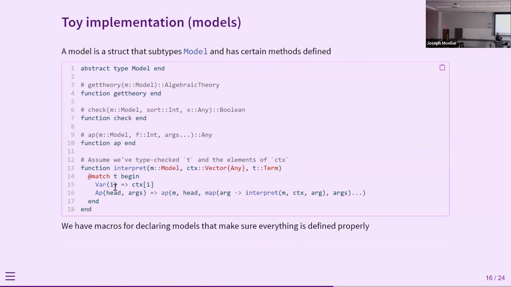Given that, we can write this function interpret, which takes a term in a context, and we give the values for each of the variables in the context. And now we interpret the term. The way we do that is that if it's a variable, we just look that variable up in the context. And if it's an application of a function symbol to arguments, first we interpret all of the arguments, then we apply the implementation of the function symbol for our model to the values that we've computed for all of the arguments.